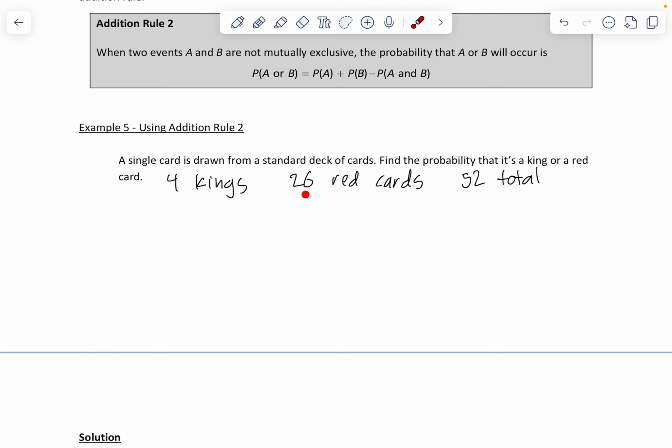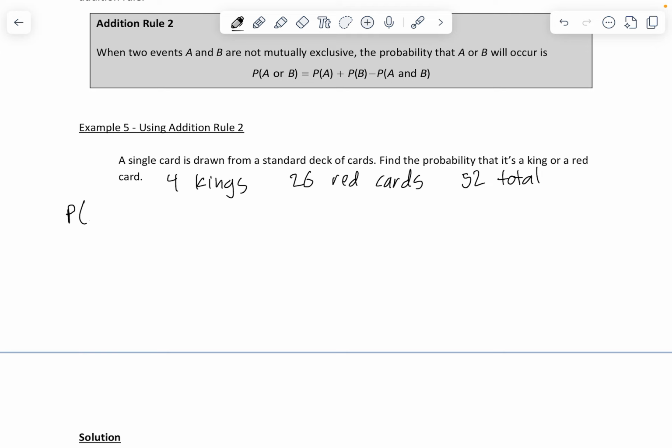So if I just take the 4 and the 30, then I'm double counting the king of hearts and the king of diamonds, because those two cards are included in the 4 here. They're also included in the 26 over here, right? So I can't just add them up to get the correct answer because I'd be double counting those. So that's why I have to subtract off the overcompensation. Okay. So this probability would look like this.